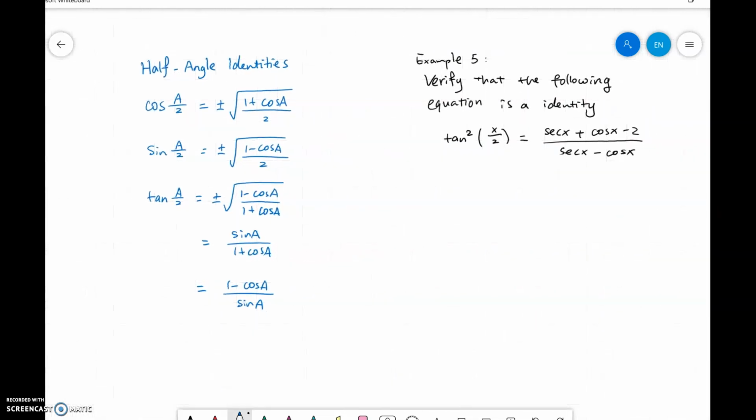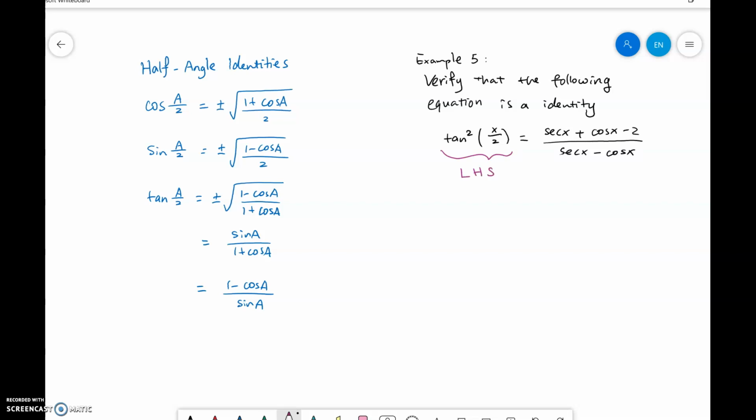So we want to verify the equation: tangent squared of x over 2 equals secant x plus cosine x minus 2 over secant of x minus cosine of x. We want to see if this equation is an identity. So I'm going to start from the left-hand side. I'm using the purple one as my kind of thought sketch paper.